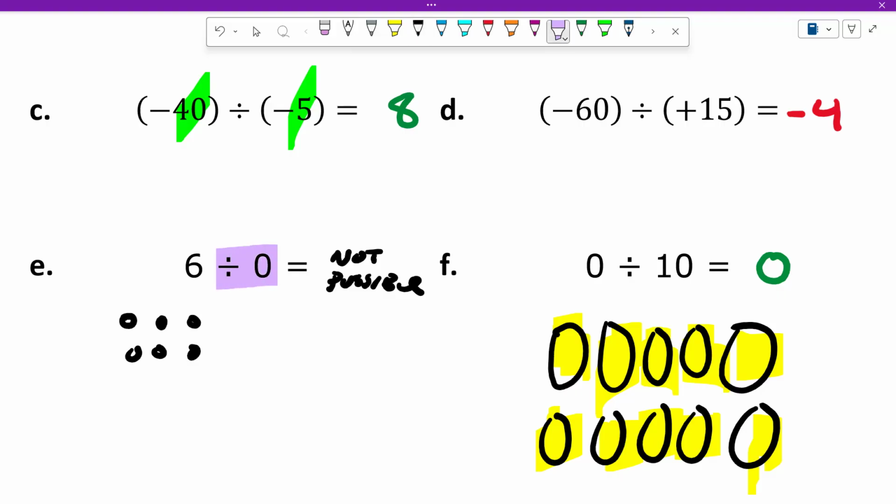It's okay to have a 0 on the top or the first number. You can't have a 0 on the second number. Right? Because you need a spot for the 6 things to go into. Alright? That's a tricky one. So dividing by 0, not possible.